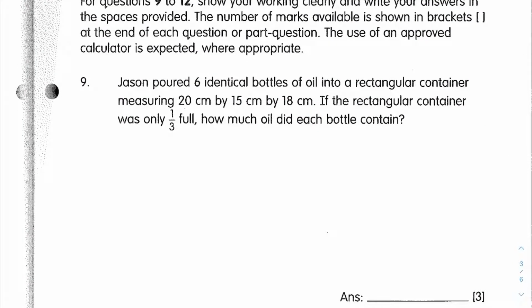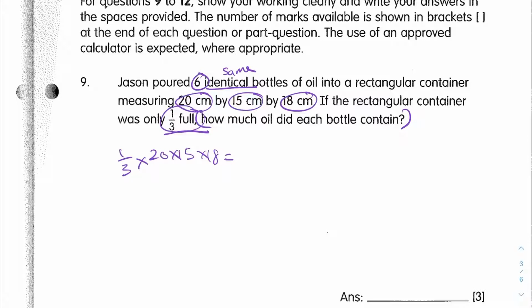Question 9. Jason poured 6 identical bottles, identical means the same, into a rectangular container measuring 20 cm by 15 cm by 18 cm. If the rectangular container is now only 1/3 full, how much oil did each bottle contain? So first we find the volume of the container. So 20 times 15 times 18, and it's only 1/3 full, so we can divide it by 3 straight away. So this would be 6.